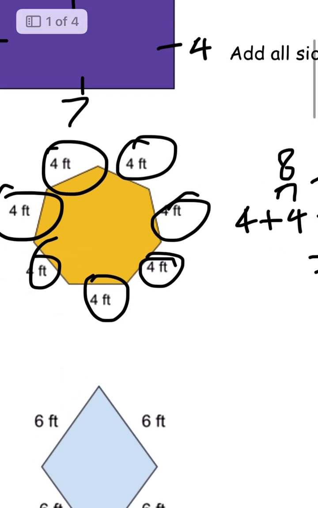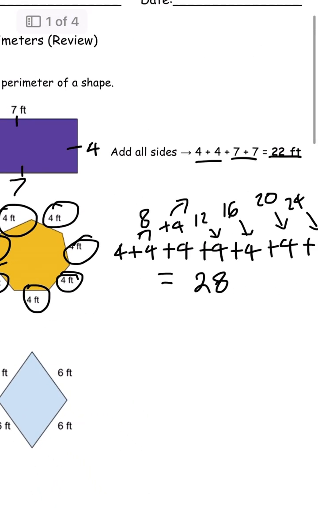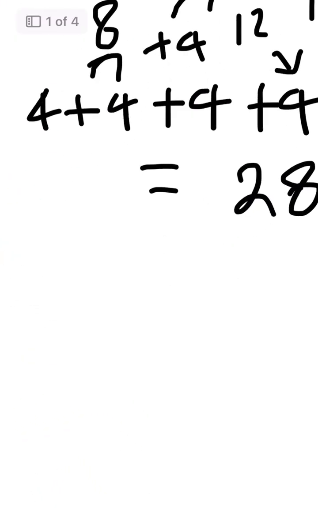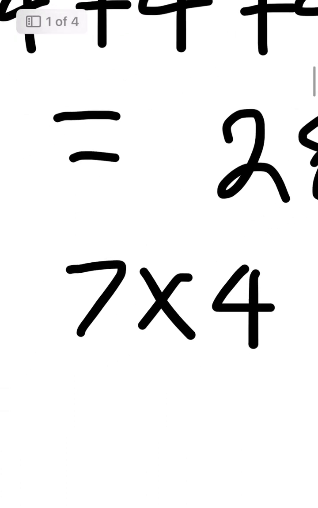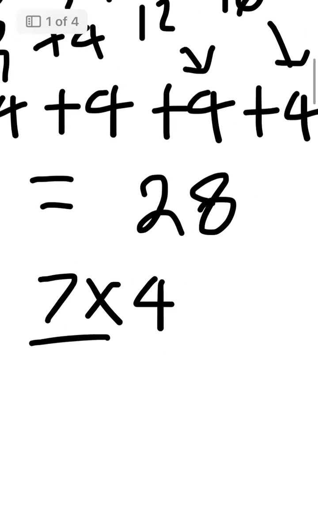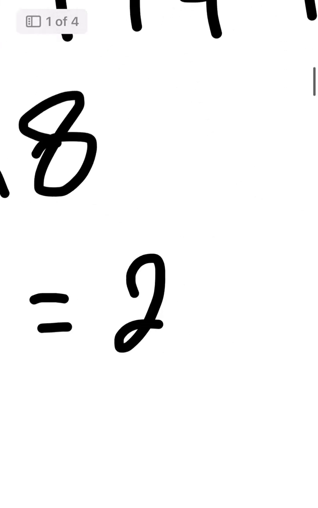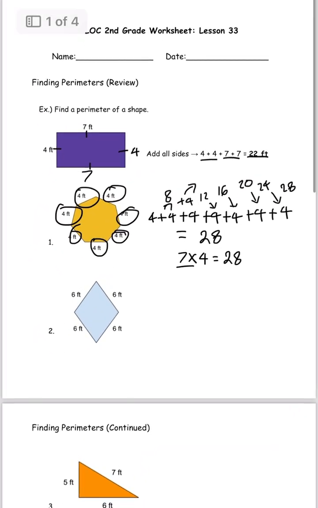So since there are 7 sides and all of them are 4s, we can also do 7 times 4 because there are 7 4s, right? Which is also 28. Okay, then let's move on to the next page.